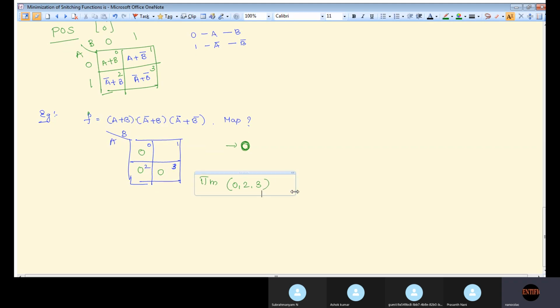Now quickly you tell me. I'm giving you some expressions, A, B, and here 0, 1, 0, 1. Okay, here I have given, see, 0, 0 I have given.